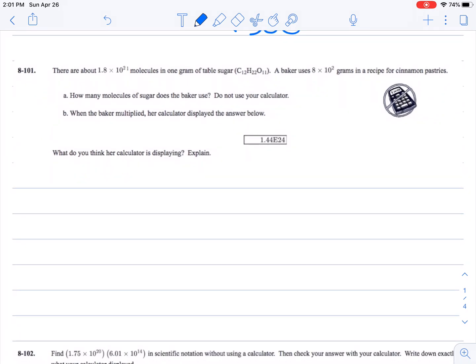101 says there are about 1.8 times 10 to the 21st molecules in 1 gram of table sugar, which is C12H22O11. Carbon 12, hydrogen 22, and oxygen 11 is what that stands for. A baker uses 8 times 10 to the second grams in her recipe for cinnamon pastries. And in this question, we're only going to be looking at A. How many molecules of sugar does the baker use?